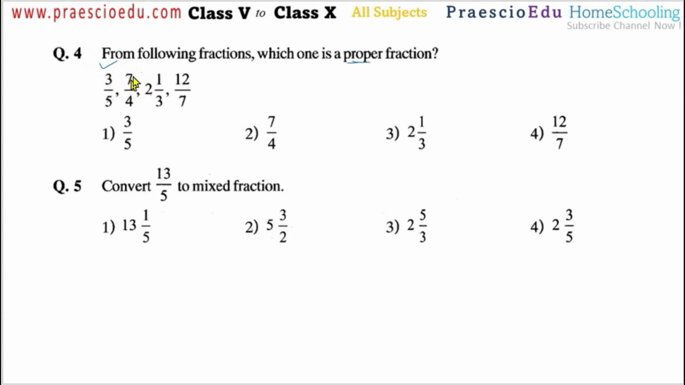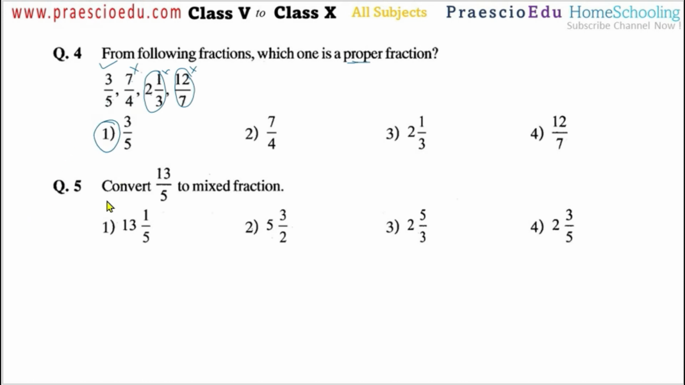Let's check the others. 7 upon 4: 4 is smaller than 7, so this is not a proper fraction, it is an improper fraction. 2 whole number and 1 upon 9, this is a mixed fraction. And 12 by 7: 12 is greater than the denominator 7, so this is an improper fraction. So these are also not proper fractions. The proper fraction is 3 upon 5, which is option number 1.